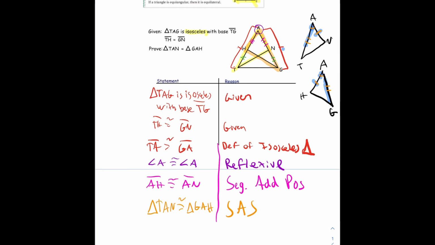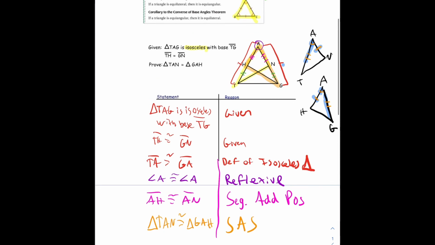So we used what we were given. We used the isosceles triangle, the reflexive property, segment addition postulate, and side angle side.